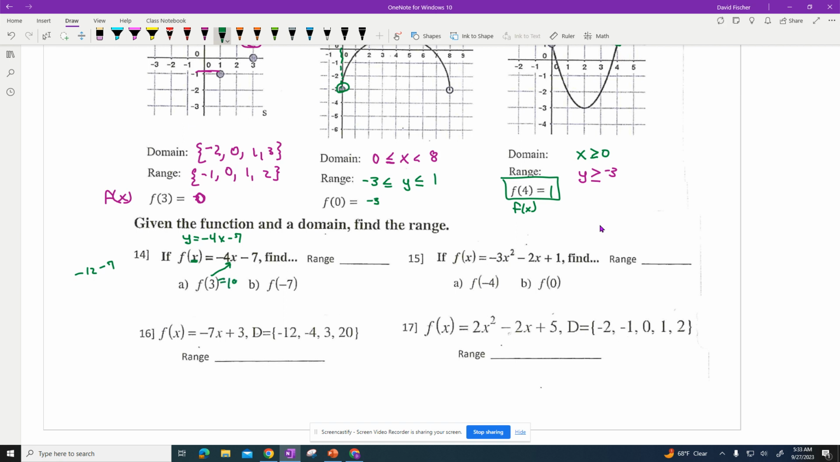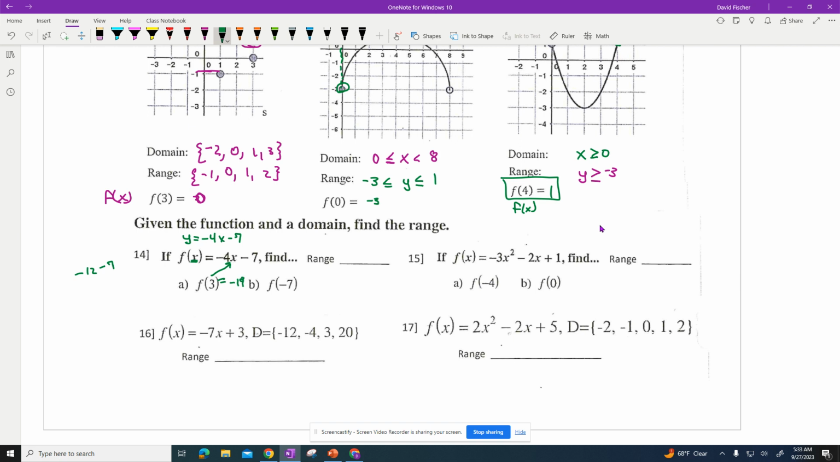I need to go turn my lights on real quick because my lights went off here. So f of 3 equals -19. I need to turn my lights on so I can see things here. It's timed, so it goes out if I don't move. I'll fix it here in a second.